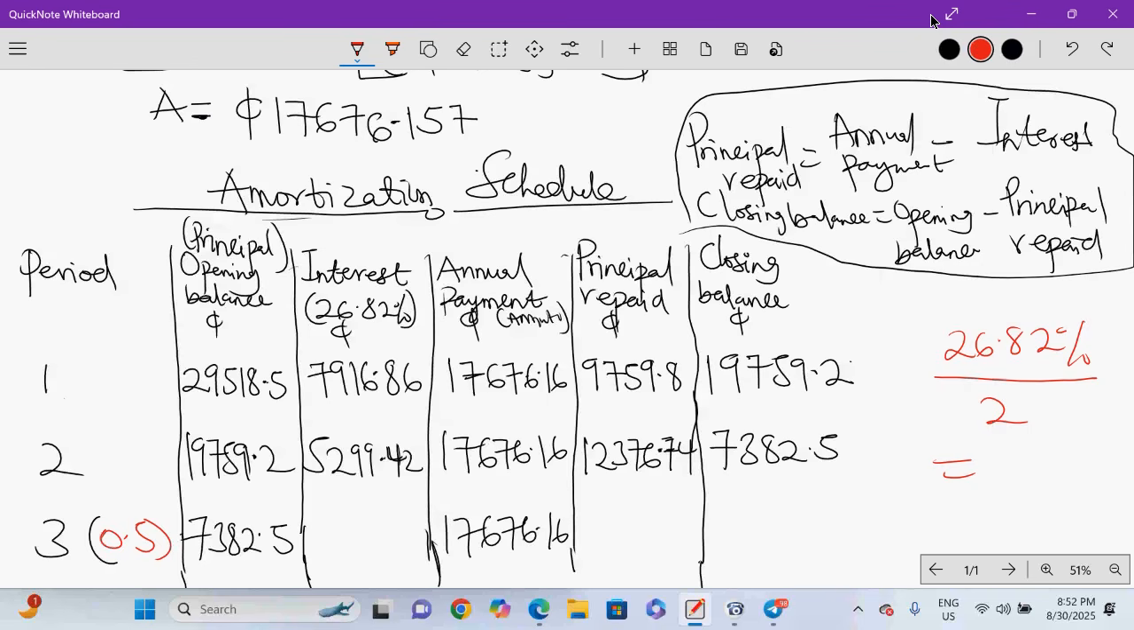Yes, what are you getting? 0.1341. So that would be how much? Is it 13.41? 13.41. Okay. Right. So that would be the interest rate that we use. So what is that giving us?